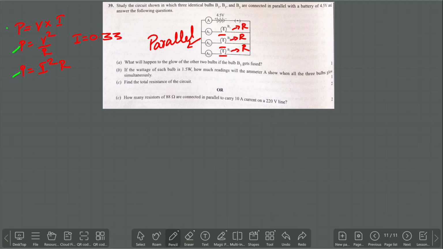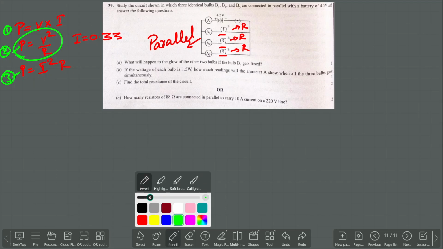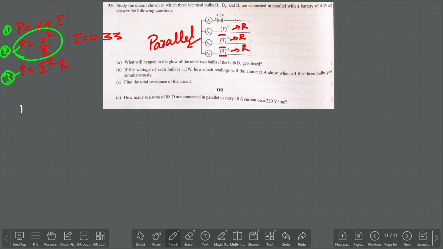Let us number the formulas. Let us take it as 1, 2 and another one it is 3. Either I need to use 1 or 2 or 3. How many of you saying 3? 2. You can go along with the formula 2. So what is the formula over here? P is equal to V square by R. If I need R, then R is equal to V square by P.